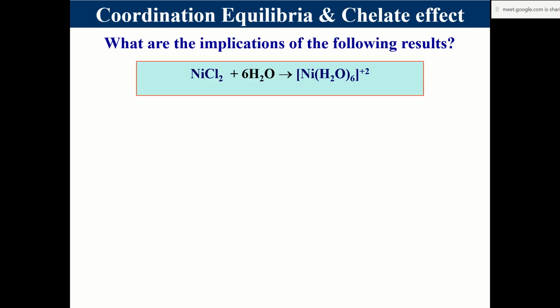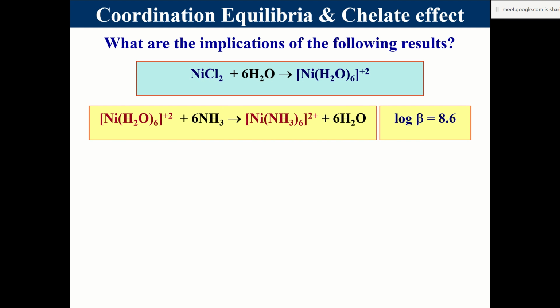So let's take an example here to understand more. Here is the example of nickel. We saw the nickel amine complex, where the overall formation constant is 8.6, with 6 NH3 and 6 water released. This beta is the overall formation constant.